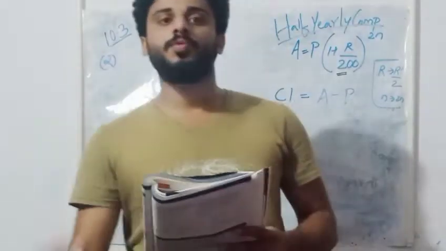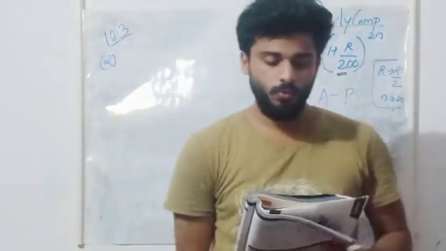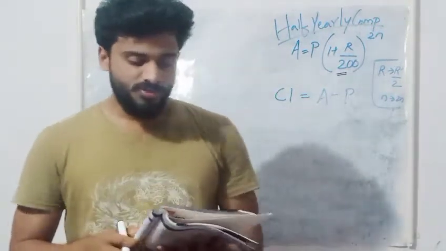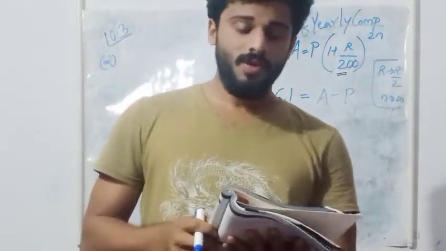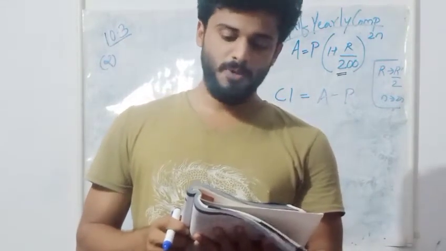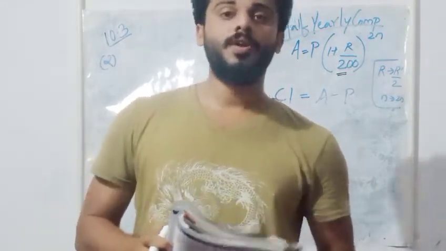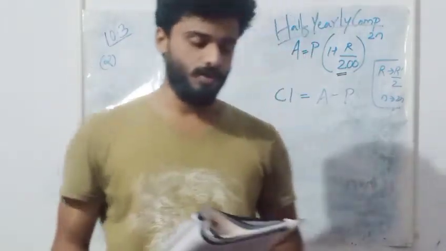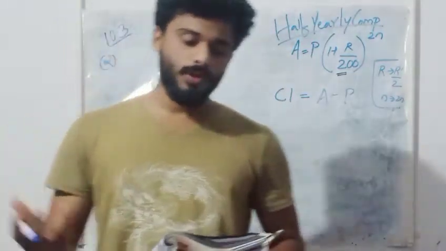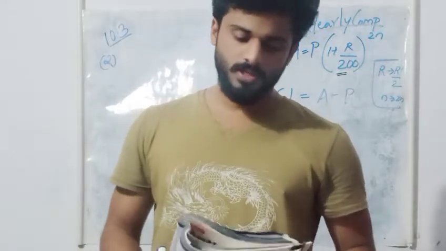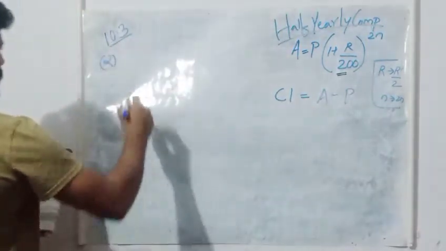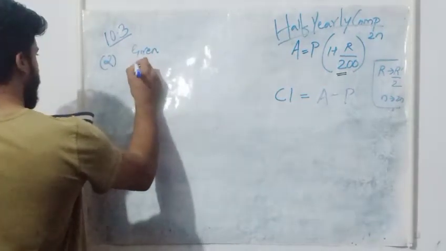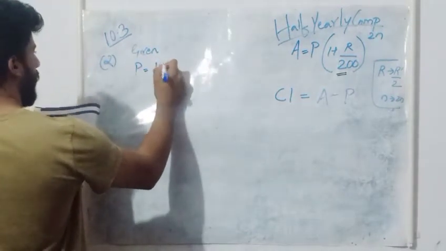Okay, now we are moving to the next question. Question number 2. I will read the question. Find the amount and compound interest on rupees 10,000 for 18 months at 6% per annum, compounded semi-annually. Semi-annually just means half yearly. We need to find the amount and compound interest as in the earlier question. I'm directly going into the answer. Given P is equal to 10,000.